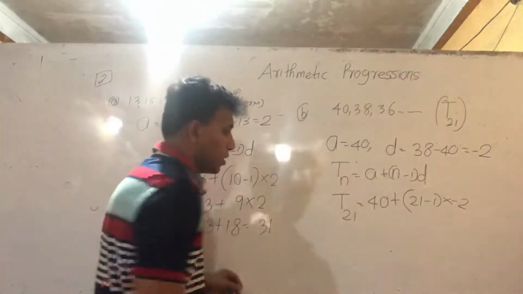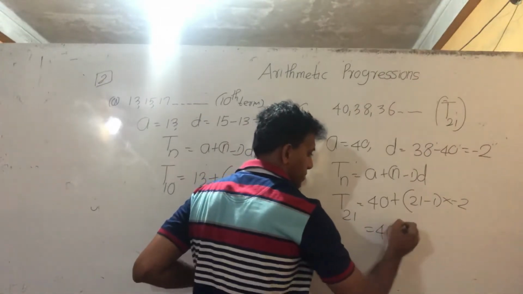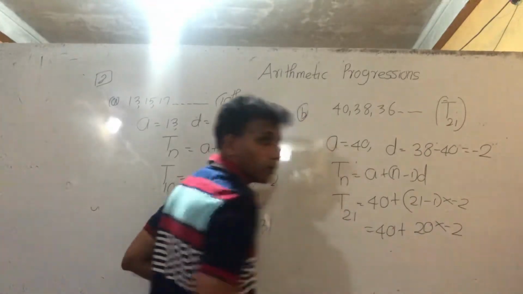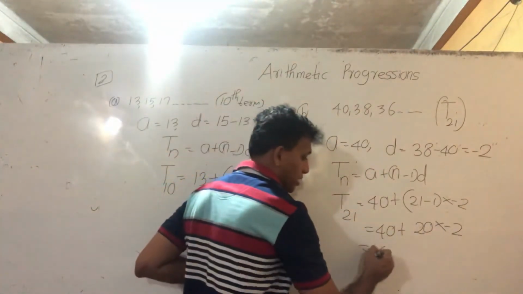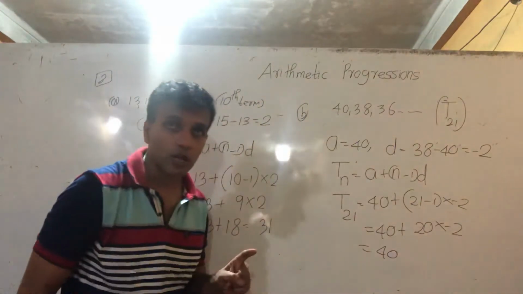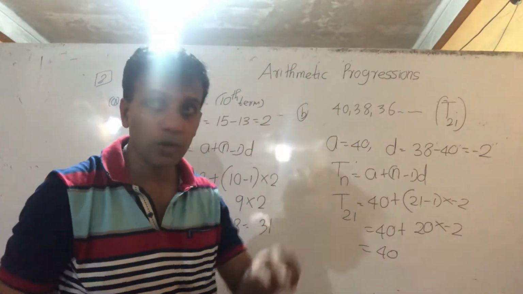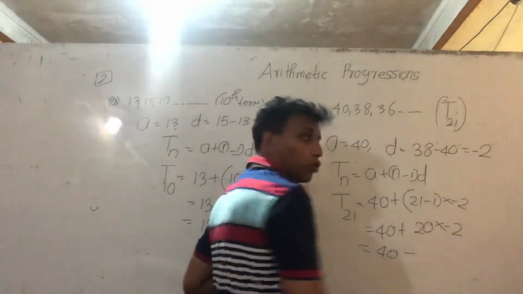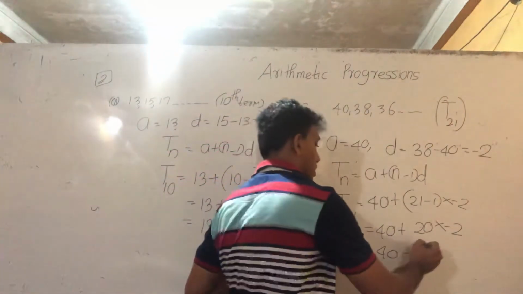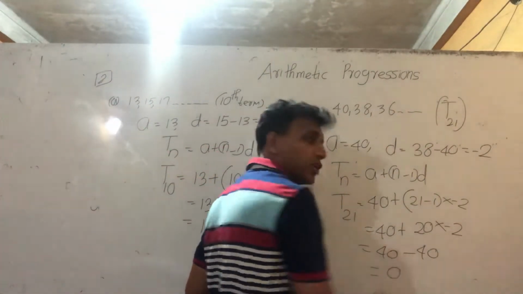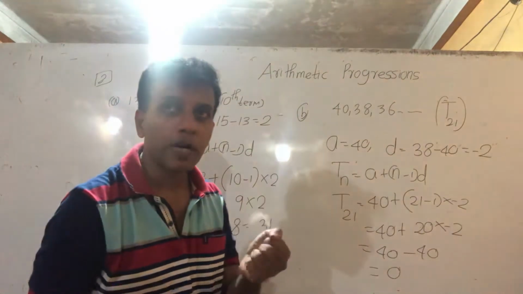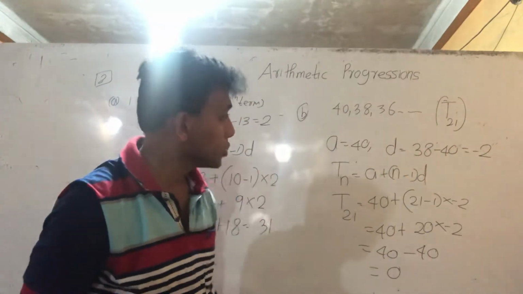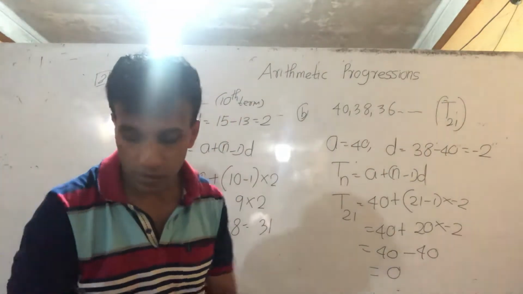Here's the value. So what is that? 40 plus 21 minus 1, 20 times minus 2. So what is that? 40, important, always multiplication first. Don't go in order. Follow the BODMAS order. So plus into minus, multiplication minus. 20 times 2, 40. So what is the answer? 0. Can it be? 0 is also a number, it is a term, because it's decreasing order. Therefore 0 is the 21st term.